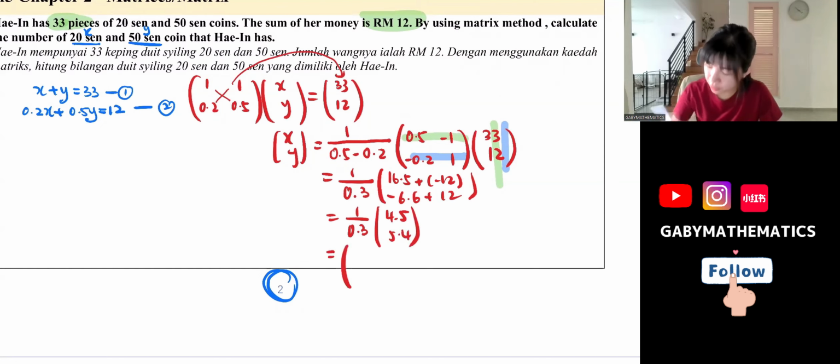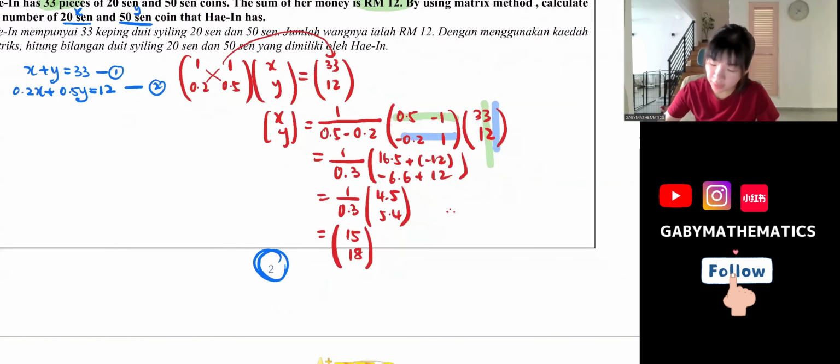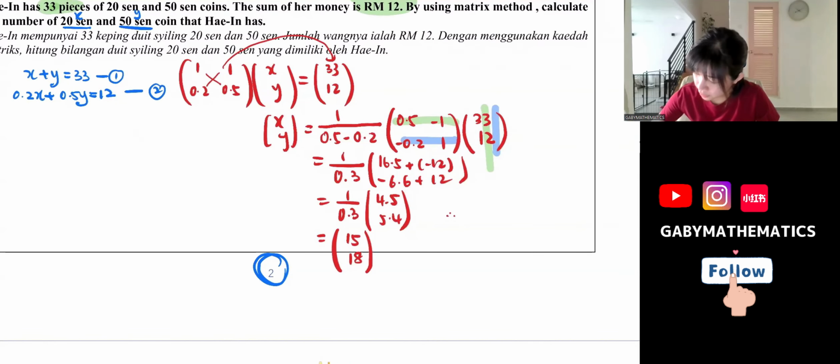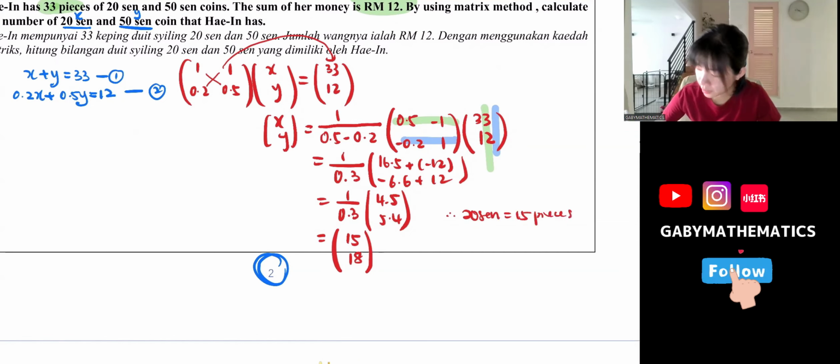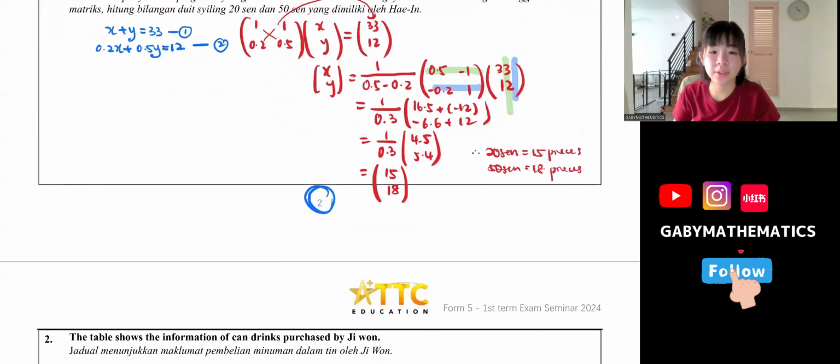Okay, so at the end, what is the final answer, everybody? Okay, so here we get 15. So here I get 18. Okay, so at the end, they ask, what is the number of 20 cent coins? So 20 cent coins, we made it X earlier on, right? So 20 cent, 15 pieces. 50 cent, 18 pieces. All right, okay, let's continue to the next one.